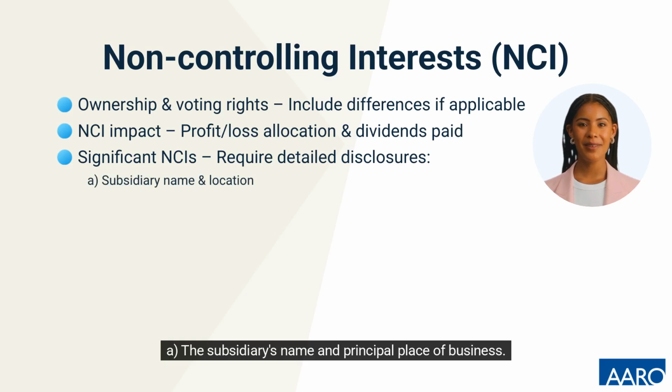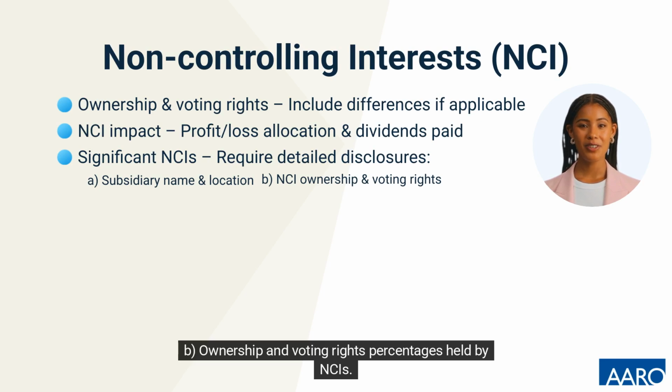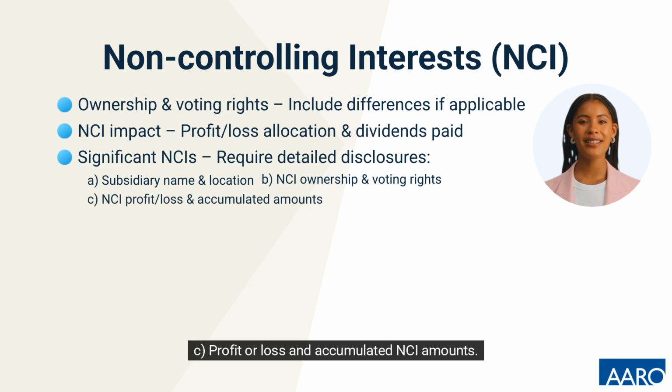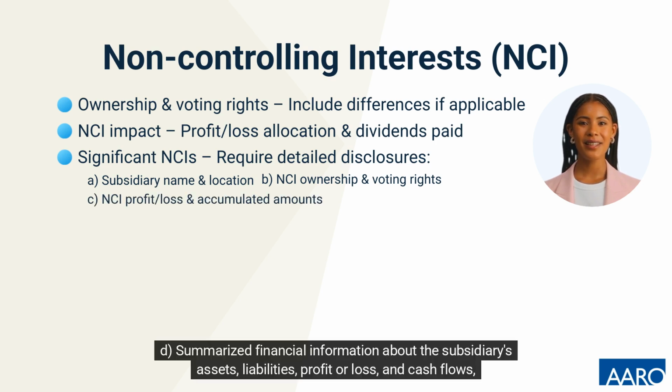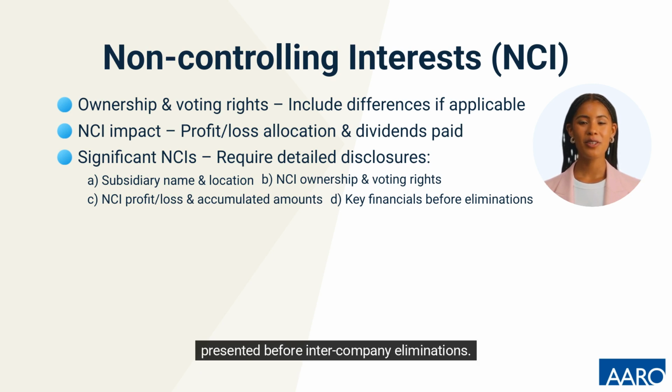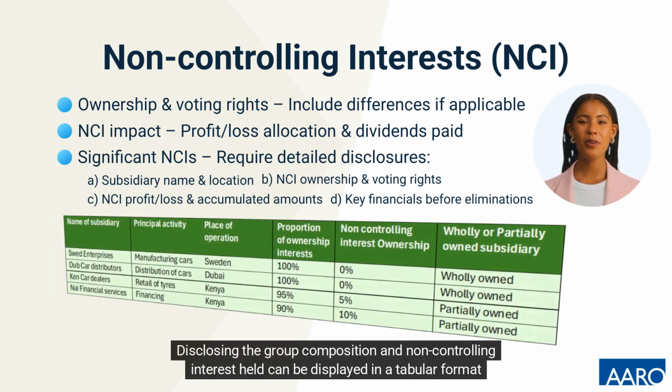A. The subsidiary's name and principal place of business. B. Ownership and voting rights percentages held by NCIs. C. Profit or loss and accumulated NCI amounts. D. Summarized financial information about the subsidiary's assets, liabilities, profit or loss, and cash flows presented before intercompany eliminations. Disclosing the group composition and non-controlling interest held can be displayed in a tabular format such as this.